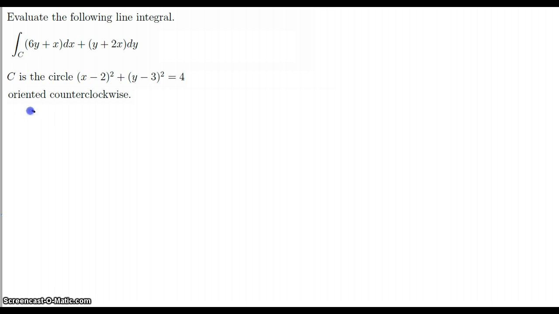After we check whether or not it's closed, we do a quick check for independence of path. So we answer the question closed, yes, and then independent of path. Let's check that. If this answer is also yes, then we're done. The answer is 0.